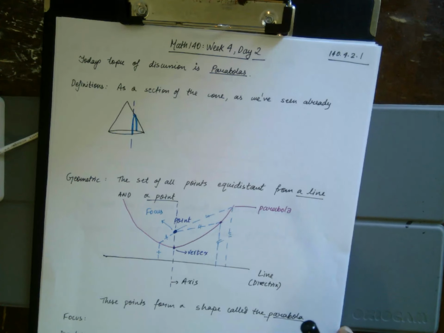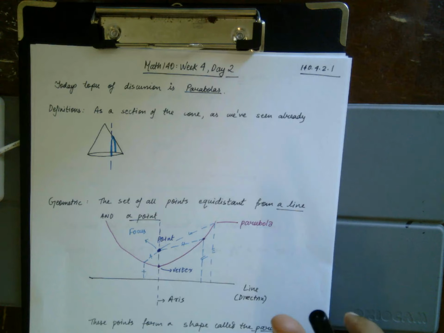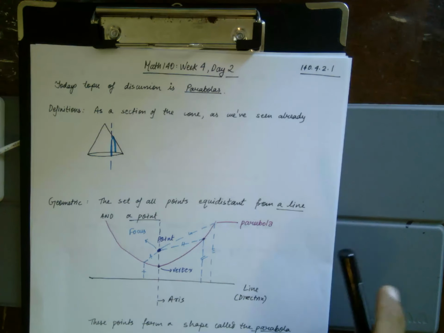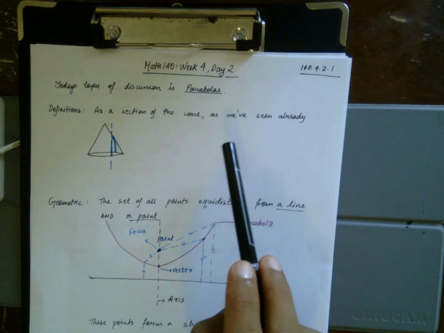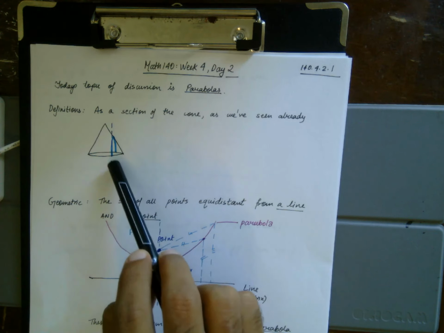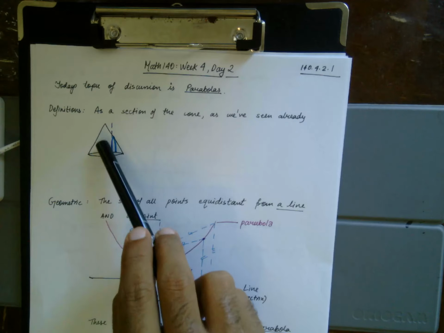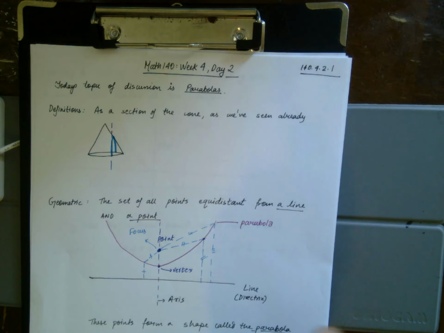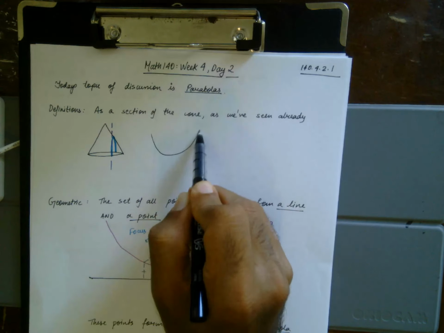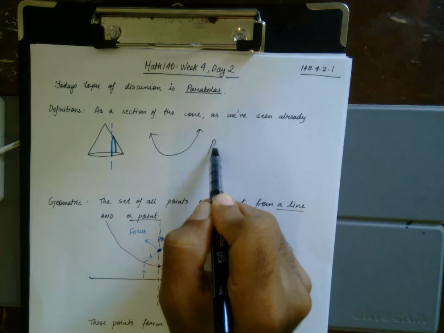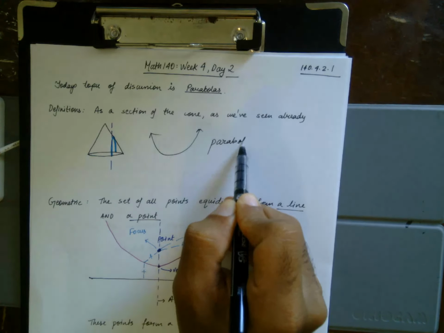Hi everyone, today's topic of discussion is parabolas. So, certain definitions. First of all, as a section of a cone, we've already seen that if I take a cone and make a vertical cut, then the cross section I get is going to be like that in shape. So the cross section is going to be parabolic in nature.